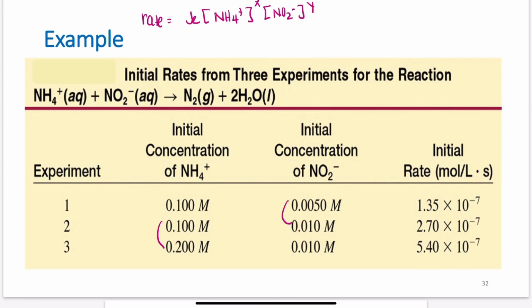Between reactions 2 and 3, the concentration of NO2 has remained constant, but the concentration of NH4 has doubled. The concentration has doubled, and I look then at the rates, and I see 5.4 times 10 to the minus 7 and 2.7 times 10 to the minus 7. The concentration has doubled. The rate has doubled. Therefore, it is order 1 with respect to NH4 plus. Between reactions 1 and 2, the concentration of NO2 has doubled. The concentration and the rate of reaction has also doubled. Therefore, the value of Y is also 1.